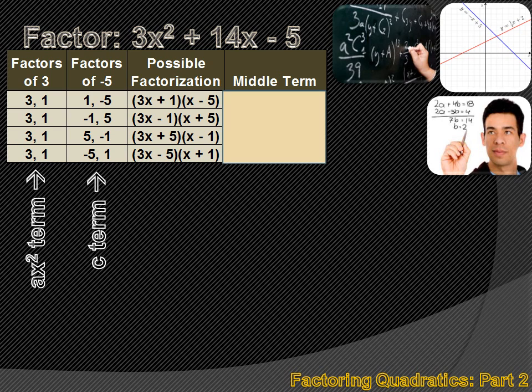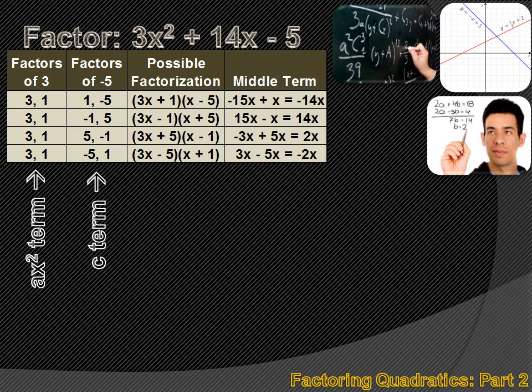Now I'm going to calculate the middle term. And you remember, again, that's the O and the I in FOIL added together. It's the product of the two outside terms added to the product of the two inside terms. So in the first case, it's minus 15x plus x, and that equals minus 14x. Well, we're trying to get to positive 14x, so that's not it.